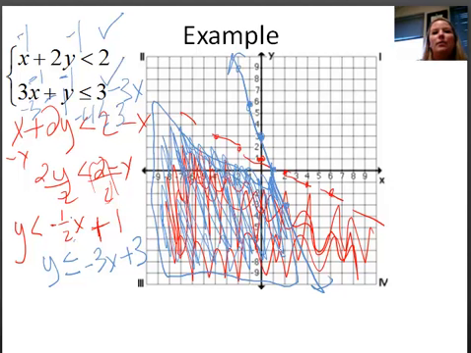Okay, so you can test your points. So you want to test points to make sure it works.